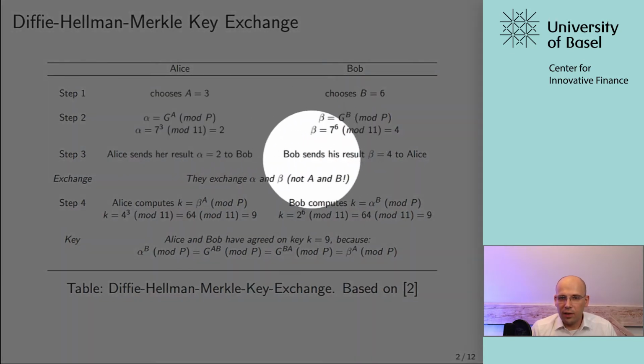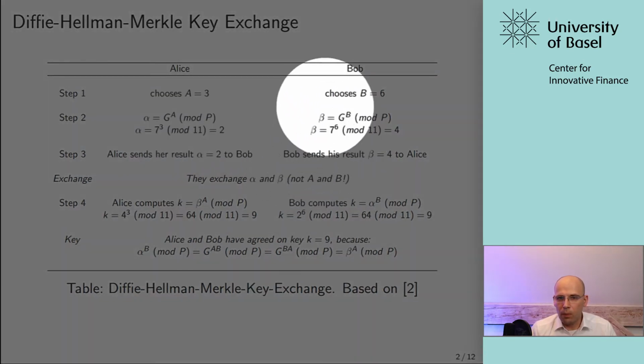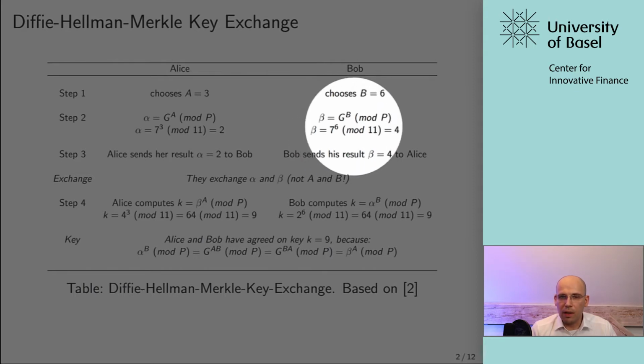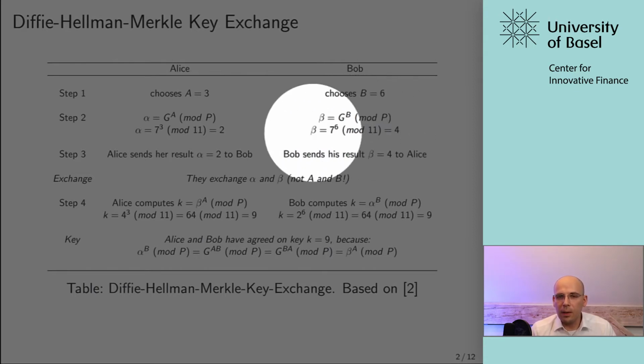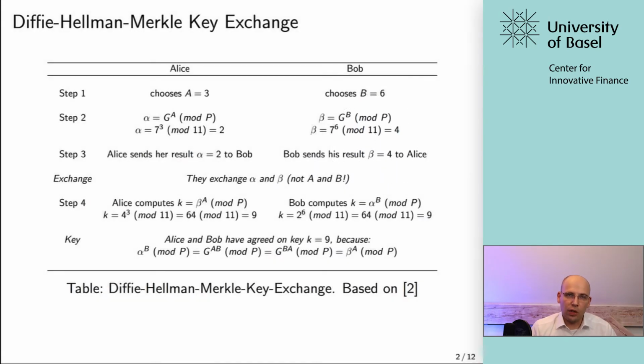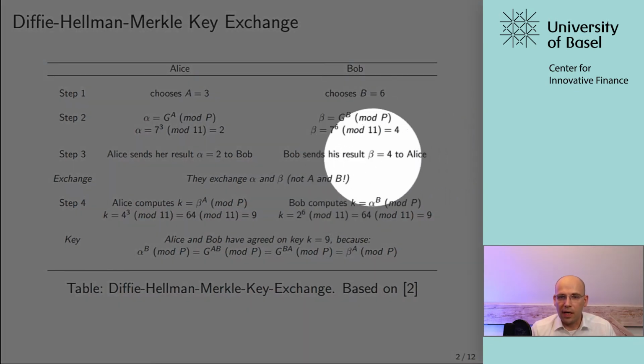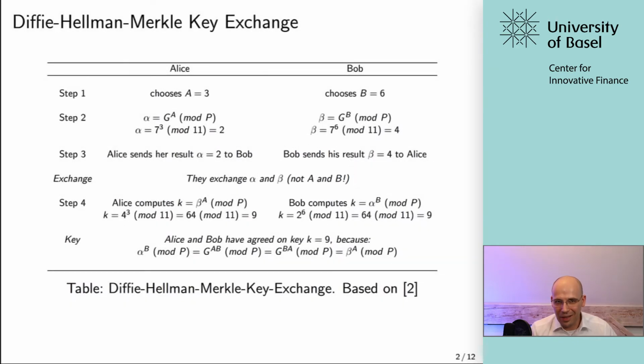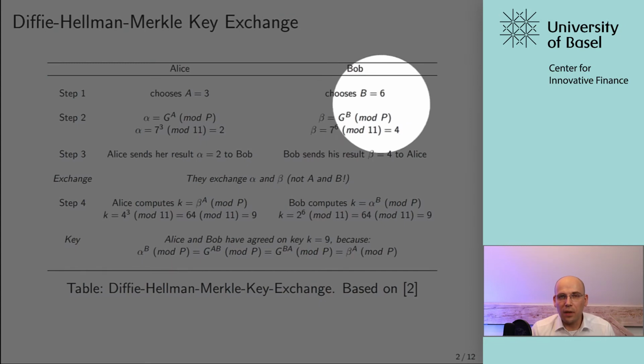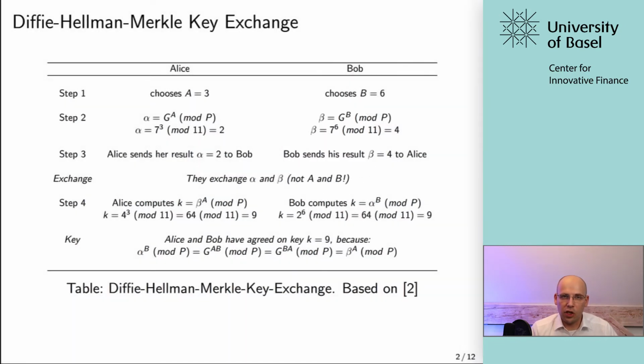On the other hand, we have Bob, and Bob computes a beta, which is the generator to the power of B, mod P. In our example, it's 7 to the power of 6 mod 11, which corresponds to 4. And he also shares this number beta with Alice, and beta equals 4 in our case. But once again, just to repeat things, value B, so number 6, is not going to be shared with Alice. It's not going to touch the unsecured channel, so it will not be known to Eve.